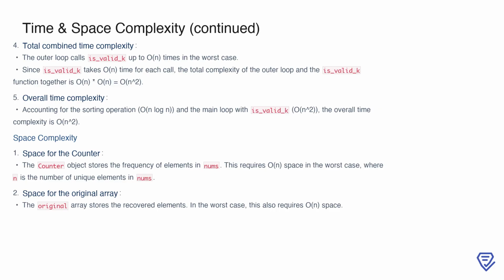When we account for the sorting operation, which is O(n log n), alongside the main loop and is_valid_k, the overall time complexity of the solution is O(n squared). Shifting to space complexity, the counter object used in is_valid_k stores the frequency of elements in nums, which requires O(n) space in the worst case. Additionally, the original array, which holds the recovered elements, also requires O(n) space in the worst case.